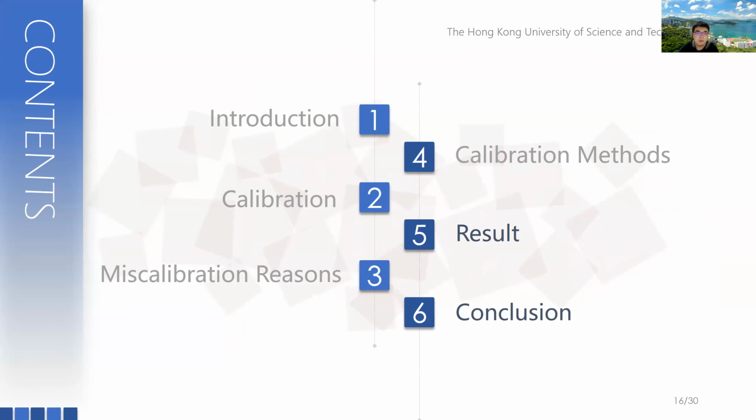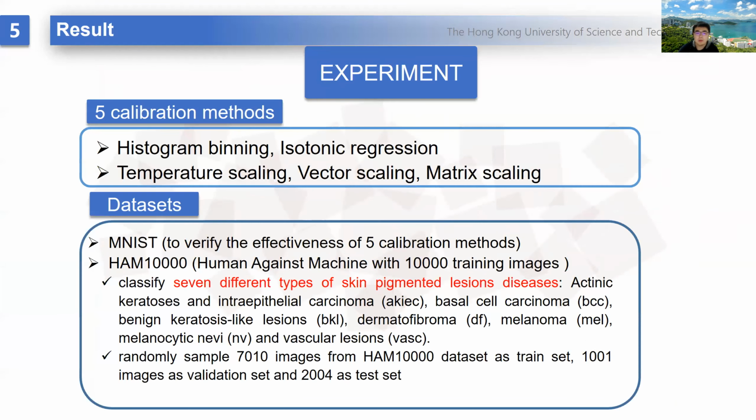Okay, I will show the last part, results and the conclusion. In the experiment part, we apply 5 calibration techniques to image classification neural networks. Specifically, we used 2 datasets, MNIST and HAM 10,000. And the 5 methods include histogram binning, isotonic regression, temperature scaling, vector scaling, and matrix scaling. And we use 2 different datasets here.